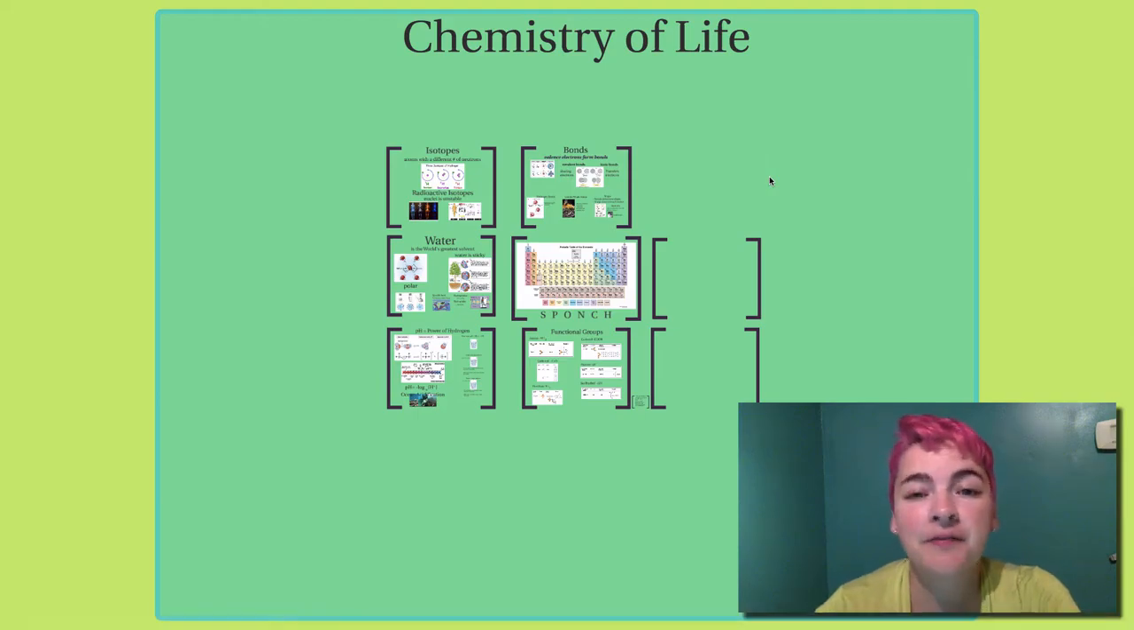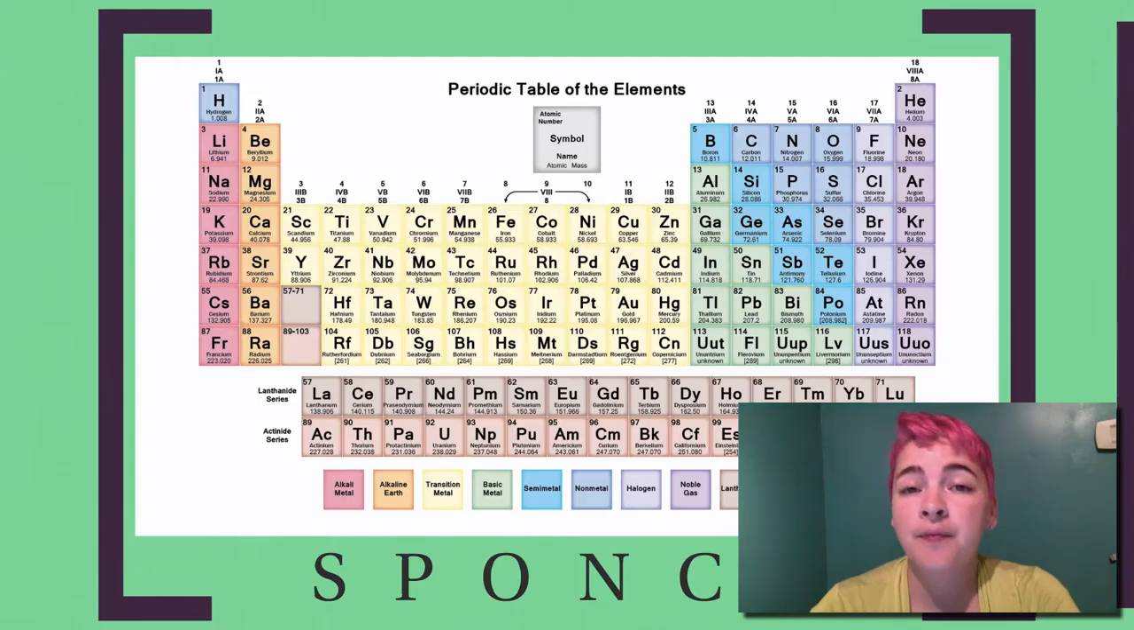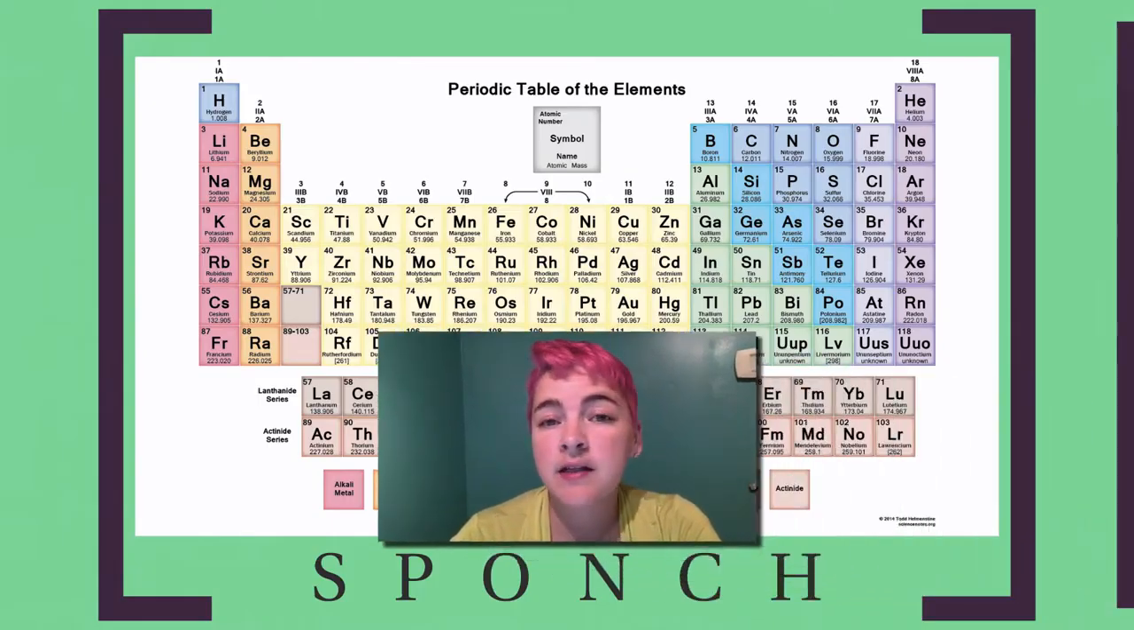This is the chemistry of life. Here is the periodic table. On the periodic table, there are certain things that we'll need to know. The 6 most common elements of life are listed below. We have sulfur, phosphorus, oxygen, nitrogen, carbon, hydrogen. These are otherwise known as SPONCH.